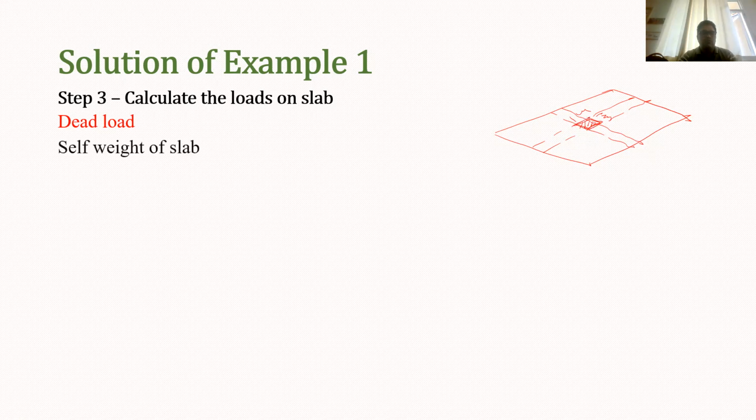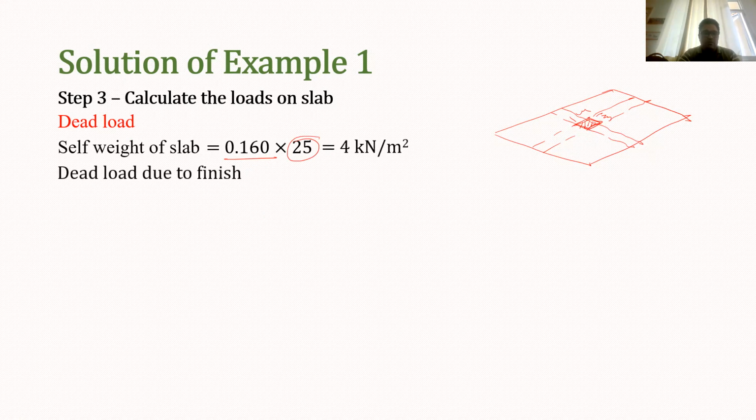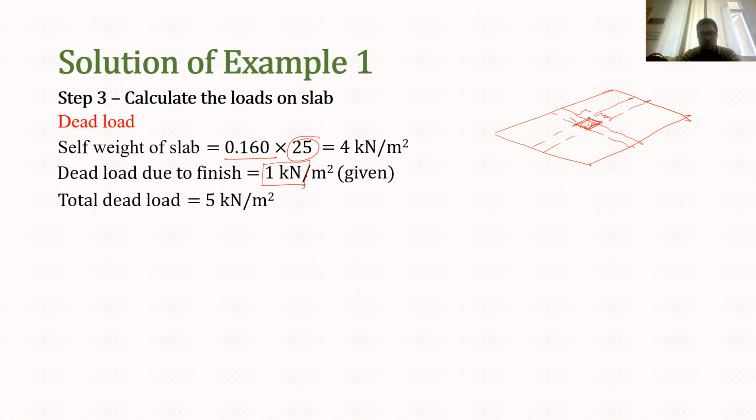In the dead load, we have first the self weight of the slab. Self weight of the slab for unit area will be thickness of the slab multiplied by unit area, which is 1 into 1, multiplied by the density of RCC. So we get the self weight of slab as 4 kilonewton per meter square. Similarly, dead load due to finishing. The finishing load is already given, which is 1 kilonewton per meter square, which means on unit area, the dead load for the finishing is 1 kilonewton. Total dead load becomes 5 kilonewton per meter square.